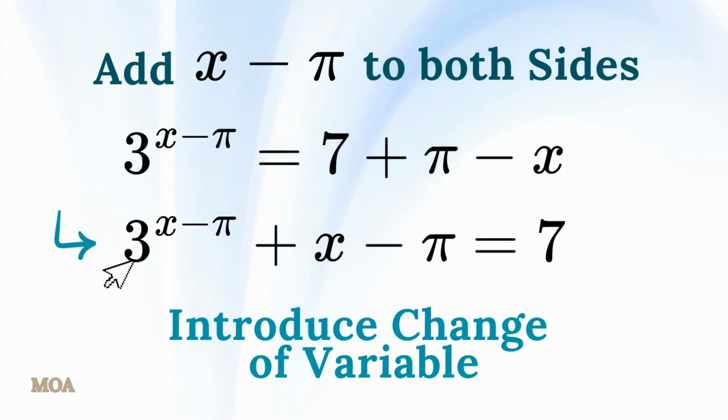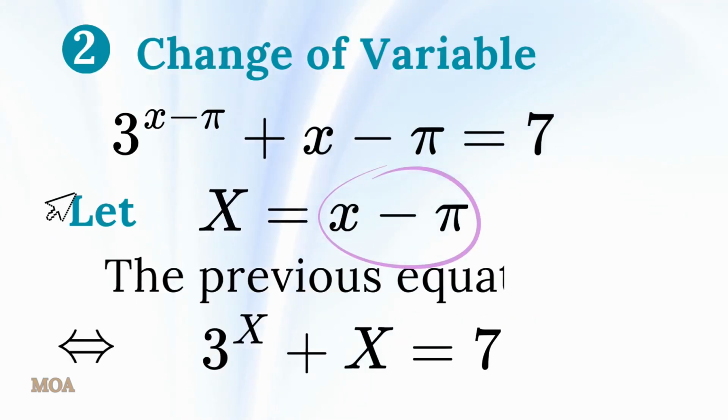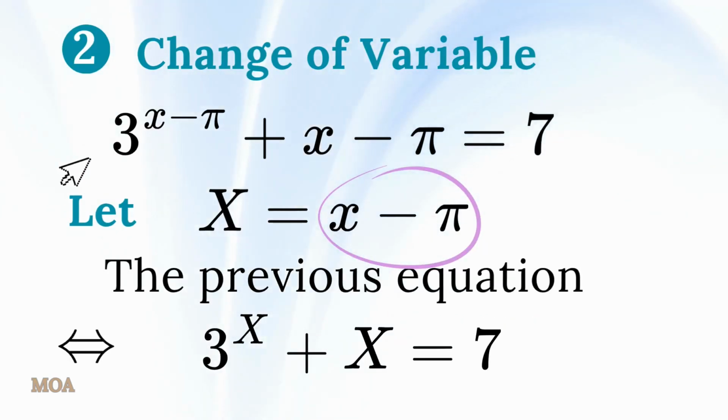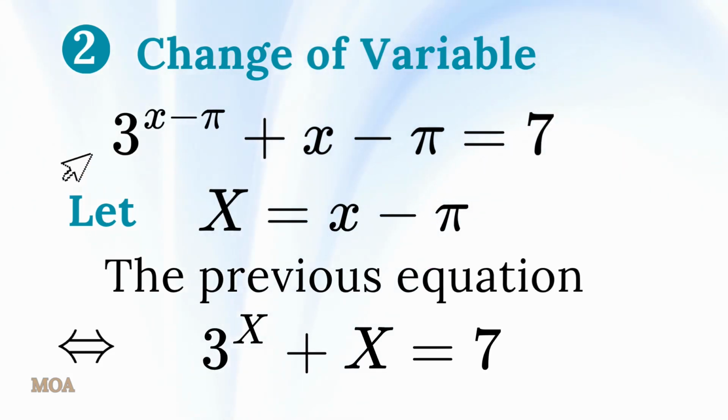To express the equation in a more concise and elegant form, we introduce a change of variable. Let capital X equal lowercase x minus pi. This substitution allows us to rewrite the previous equation equivalently as 3 raised to the power of capital X plus capital X equals 7. This last equation reveals the application of the Lambert W function approach.